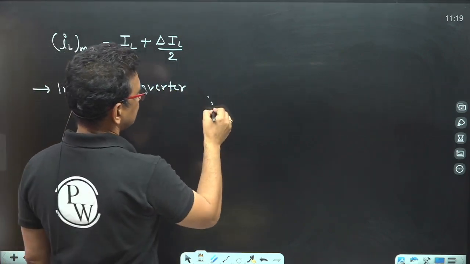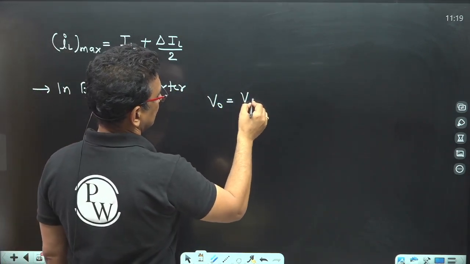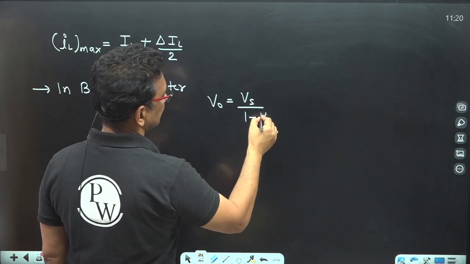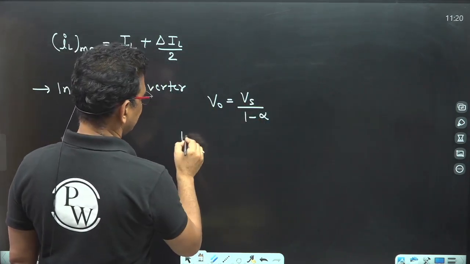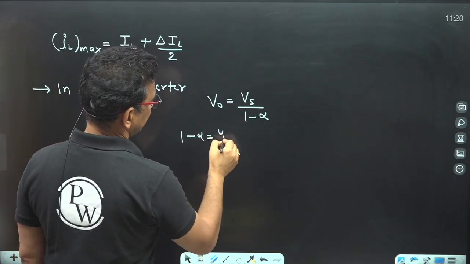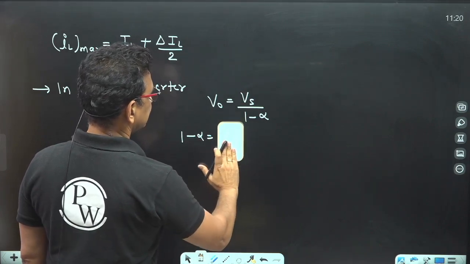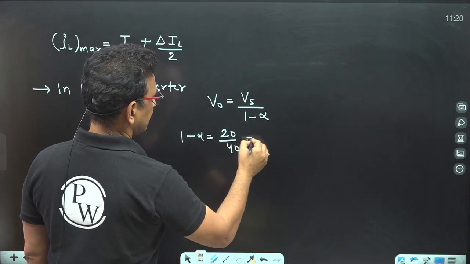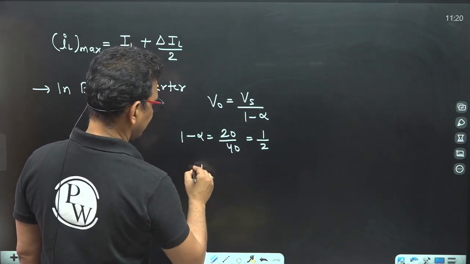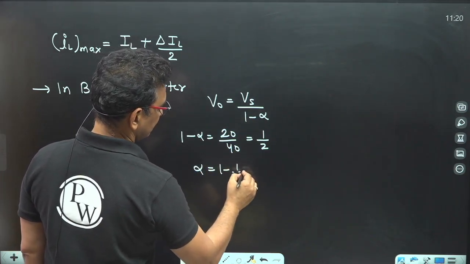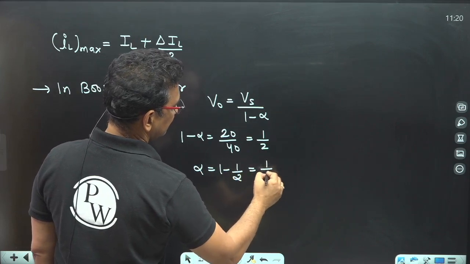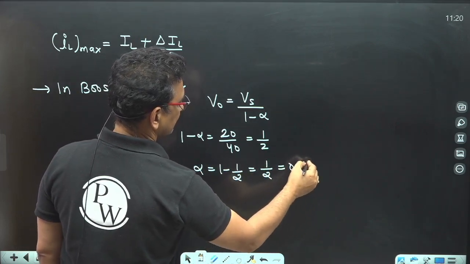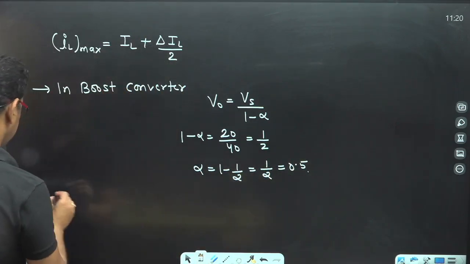In boost converter, V naught is Vs upon 1 minus alpha. So 1 minus alpha is 40 upon 20, as Vs is 20 and V naught is 40. That is 1 upon 2. So alpha is 1 minus 1 by 2. That means it is 1 by 2 or 0.5. So alpha is 0.5.